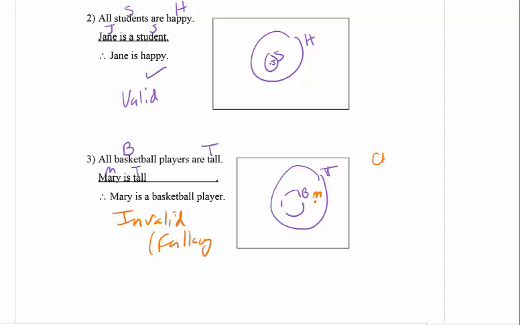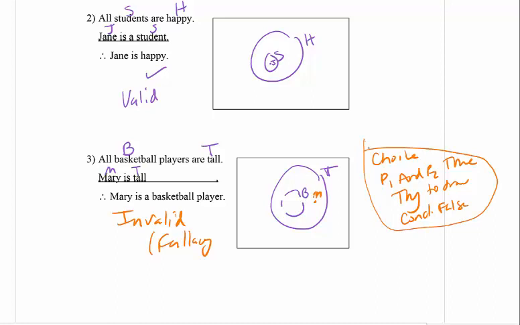If you have a choice, you have to draw it so premise 1 and premise 2 are true. Try to draw the conclusion false. That's what you want to try to do, okay? If you have the ability to do it.